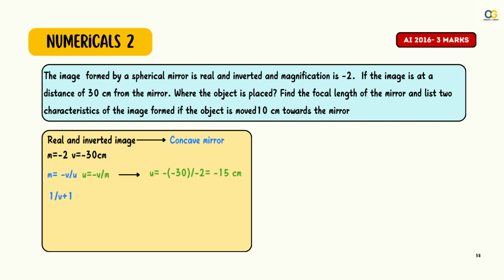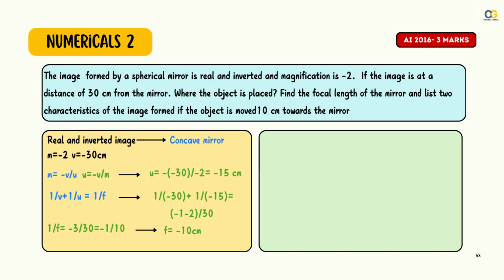Now using the mirror formula, 1 by V plus 1 by U is equal to 1 by F, I can substitute this as 1 by minus 30 plus 1 by minus 15, which gives me minus 1 minus 2 divided by 30. So 1 by F is minus 3 by 30, which is minus 1 by 10, so F will be equal to minus 10. This completes the first part of the question.